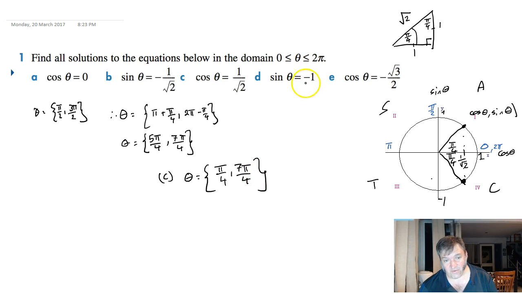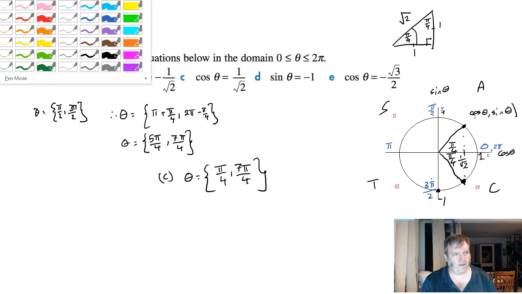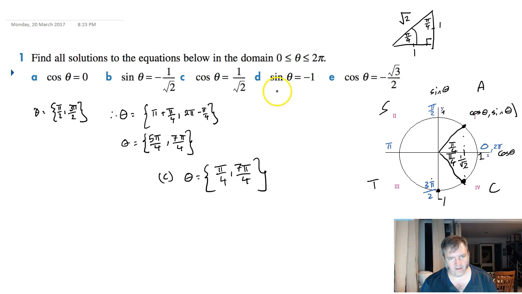Next one, sine theta equals -1. Well, -1's all the way down the bottom. There's only one angle that will give me that. It's 0, pi on 2, pi. It's the only one I've rubbed out that I wrote in blue before. Let's put it back. That's 1 pi. This is 1.5 pi, which is, of course, 3 pi over 2. So that's the one we want for that one. So theta is going to equal 3 pi over 2.